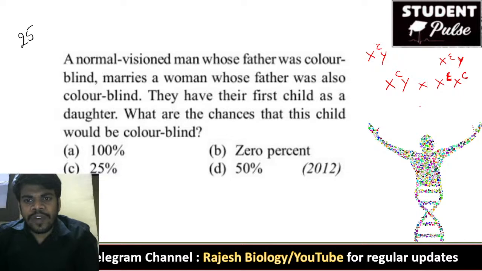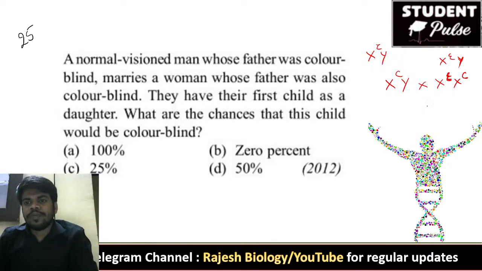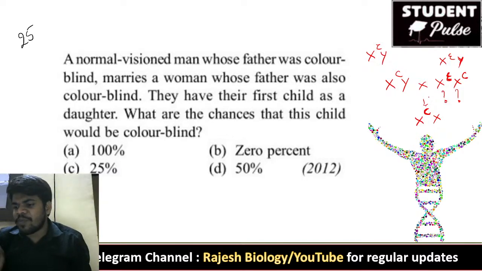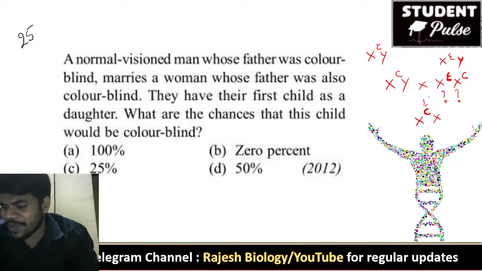They have their first child as a daughter. First child is a daughter. That means the baby carries one X from the father, another from the mother. Which one? This one or this one? What are the chances that this child would be colorblind? Very, very important and interesting, easy question.